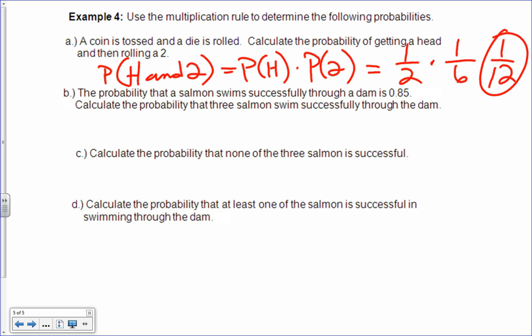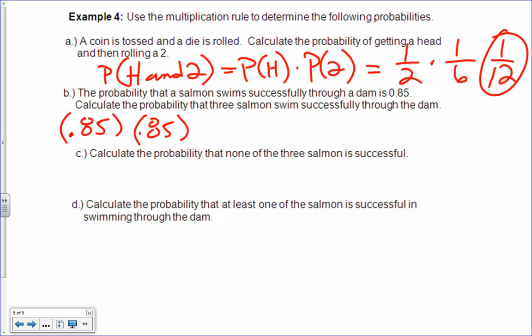How about the probability of salmon 1 making it through? 0.85. Now that I know that one salmon has gone through, does that affect the probability of the next one? No, it basically says here, right here, it tells me the probability for every individual salmon is 0.85, right? And pretty much no matter what has happened before that. So these are independent events. So I can just go ahead and have another 0.85.